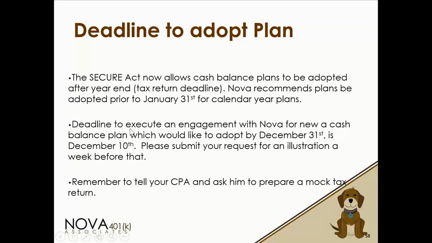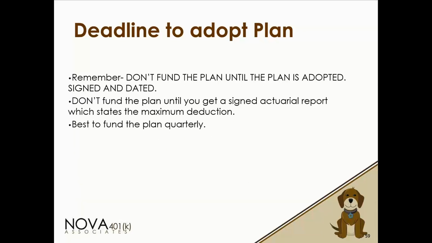The deadline to adopt a plan, if the plan sponsor wants to have it in place before December 31st of this year, would be December 10th. So that means you need to submit your request before that, maybe a week before that, in early December, if you want to get a plan in place before the plan year end and make the deposit. Remember to tell your CPA and ask him to prepare a mock tax return.